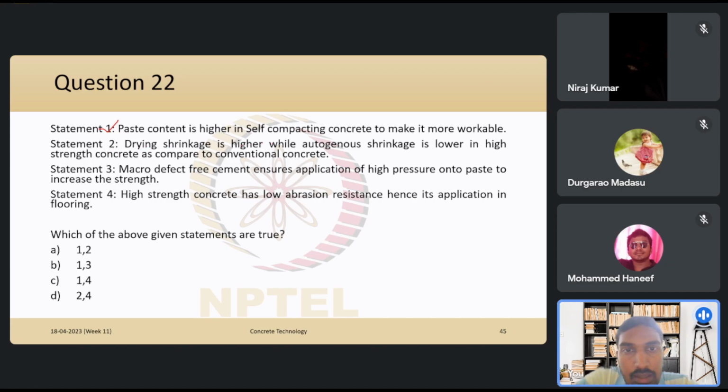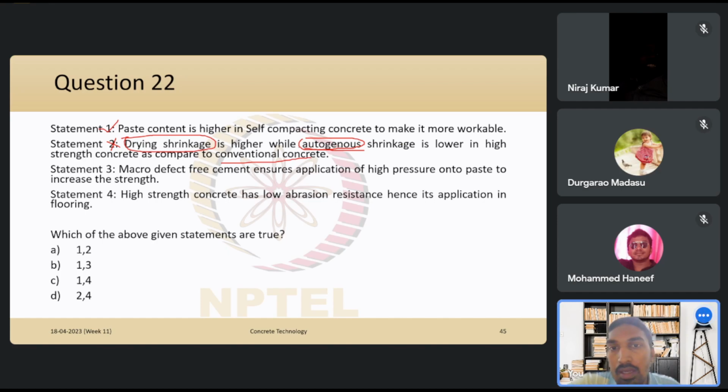Statement 2 is that drying shrinkage is higher while autogenous shrinkage is lower in high strength concrete as compared to conventional concrete. So this is incorrect, right? We looked at different types of shrinkages, I think, two modules ago. Drying shrinkage is because of excess moisture, whereas autogenous shrinkage is because of self-desiccation. Because of the hydration process itself, you will have a reduction in volume. That's the autogenous shrinkage. In high strength concrete there will be more hydration compared to conventional concretes. Therefore, the shrinkage we see will be more of the autogenous type because of the higher hydration occurring in high strength concrete. So this component will be more in comparison to the drying shrinkage. The drying shrinkage is also lower because in high strength concrete we are using a lower water to cement ratio, right?